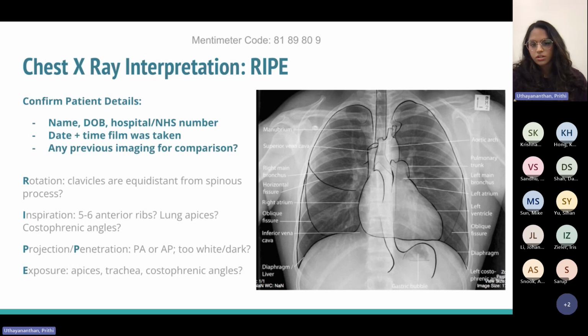And another thing just to note is because of the way the heart is located or positioned in the chest, the right heart border on the X-ray is actually the right atrium, but the left heart border on the X-ray is the left ventricle. And that's just something to bear in mind in case there is any enlargement. You'll be able to see which part of the anatomy is being enlarged.